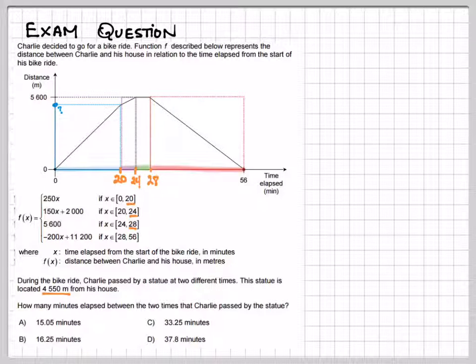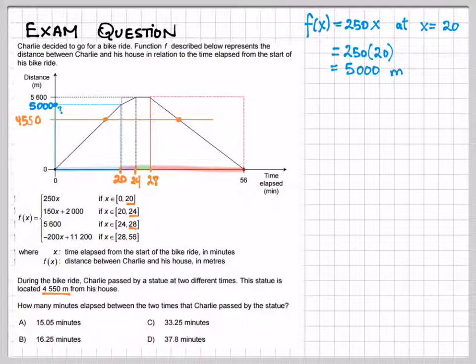This blue dot is the maximum value of the first function, which means I will need to find the value of f of x when x is at the last possible point, 20. So f of x equals 250x, and we want to know what this is equal to when x is equal to 20. Doing some algebra, we can work backwards to find that f of x is equal to 5,000 meters. So when I say that the statue is located 4,550 meters from the house, that's below this blue point.